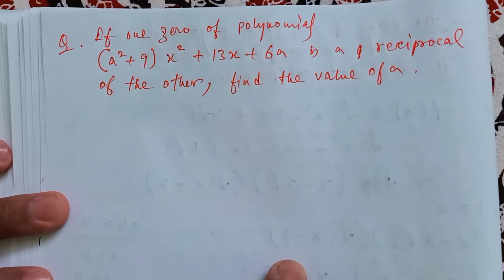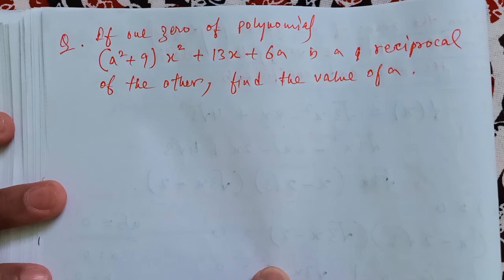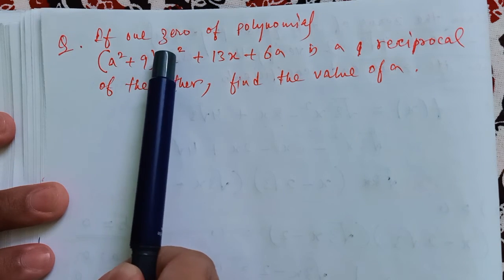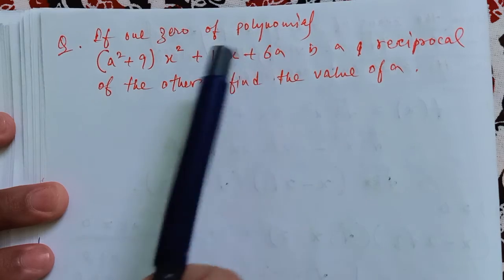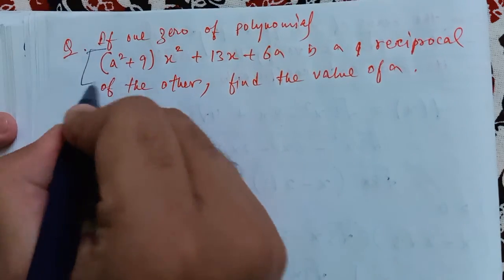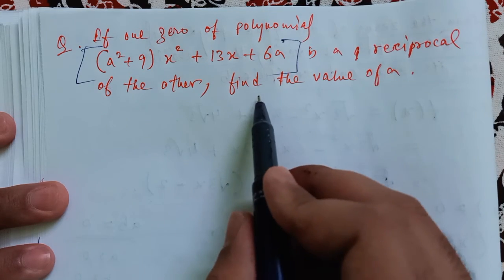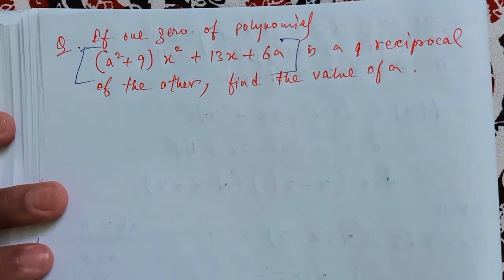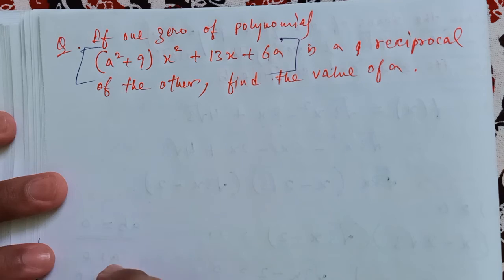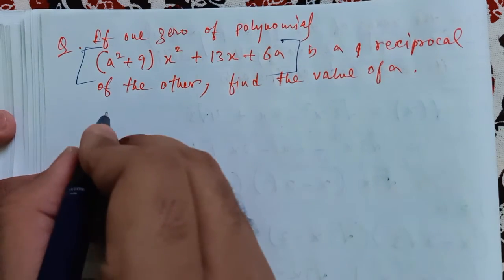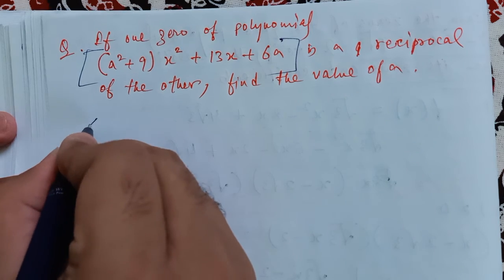Okay. So the second problem is, if one zero of a polynomial, that is this is your given polynomial, is a reciprocal of the other, then find the value of a. So let us go according to the question.